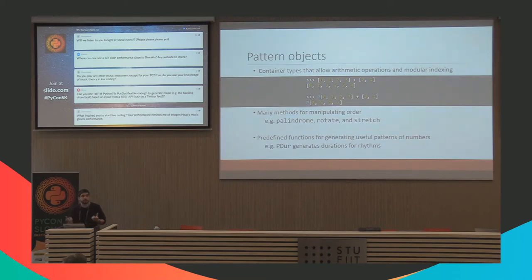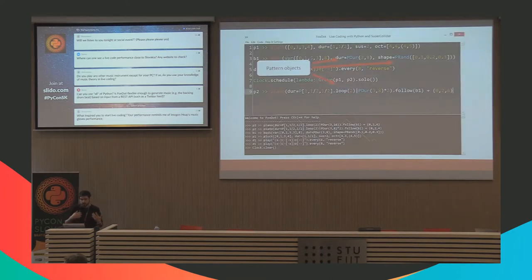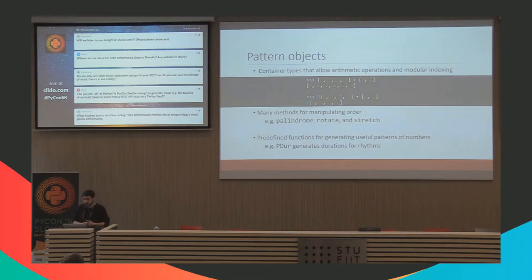And then these pattern objects also come with methods that are really useful for manipulating the order. So palindrome will append the reverse of that list to the end of it. Rotate will shift all the elements one or more over in the list, and stretch will repeat the pattern until it gets to a certain length, things like that. And there's also certain functions, they're all named that start with P, that will create a series of numbers that are useful. So 3 and 8 will create a rhythm with 3 events that will last over 8 quarter beats based on the Euclidean rhythm. It's a very interesting thing to read about if you are interested in this.